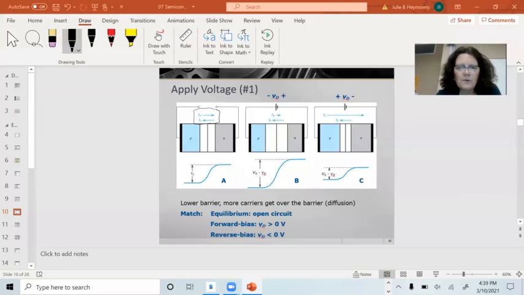Okay, so the forward and the reverse voltage cancel each other out.